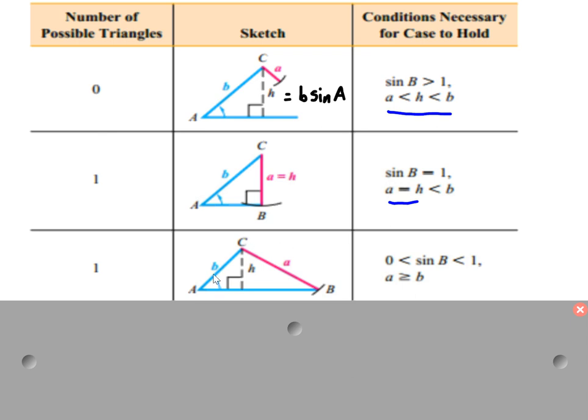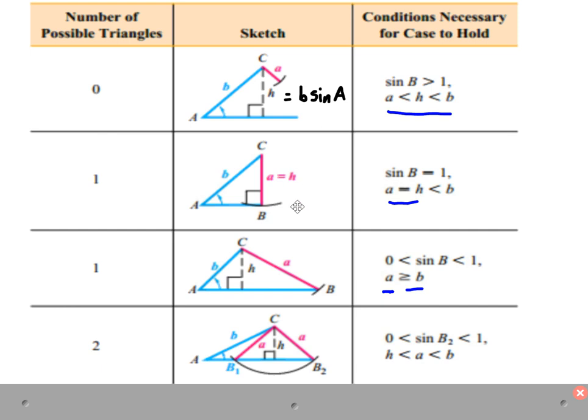Another way we can get one triangle is if the a is actually much longer than the b value. You can see if I rotated this around, it wouldn't hit the side AB again. It would just kind of rotate around here and it wouldn't make another triangle. So we can say that if a is greater than or equal to b, that will have one triangle. If it was equal to b, then we'd get an isosceles triangle. But this is just too long that it's not going to hit on the side AB anywhere else.